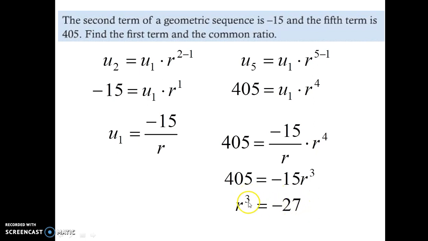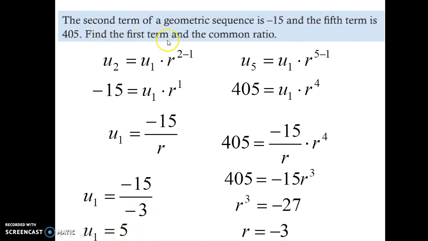And now you're thinking, r cubed, something times itself 3 times makes 27. Well, 3 times 3 times 3 makes 27, but it's going to be a negative 3 because it has to turn out negative. So r must be negative 3, because negative 3 times negative 3 is positive 9, times negative 3 again is negative 27. So that's our r value. Now that we have r, we can put that back in here and find what u1 is, the first term. So negative 15 over negative 3, and that gives us u1 is 5.